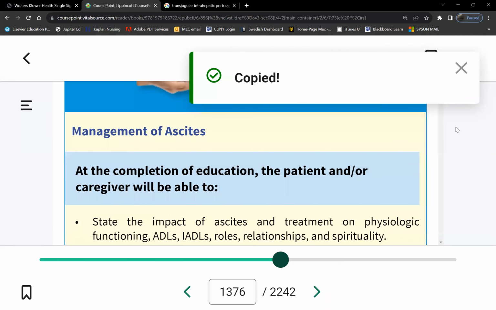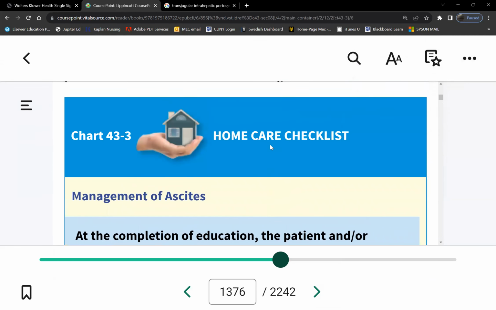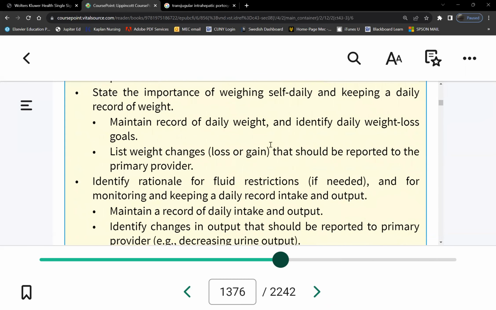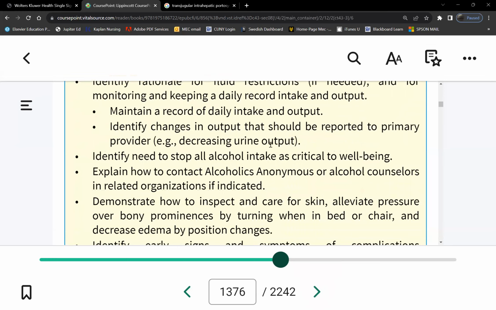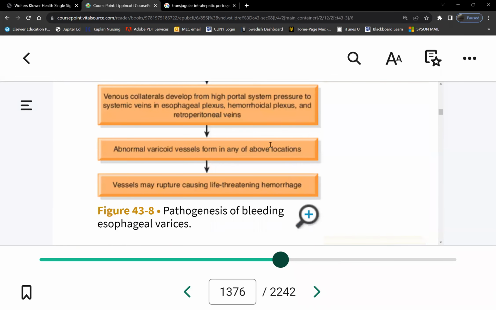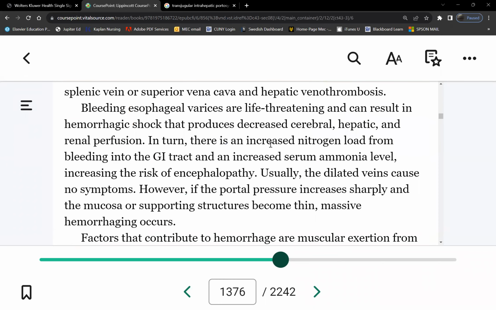So here's one for ascites, which kind of came late. The chart is below, but here it is. Again, for the procedure, it's also included here for the paracentesis. Okay, your responsibilities are here.